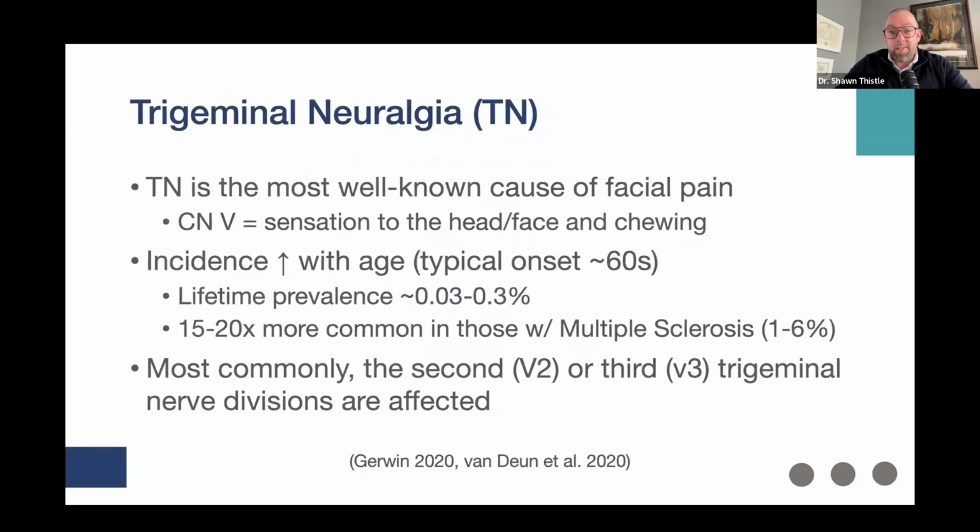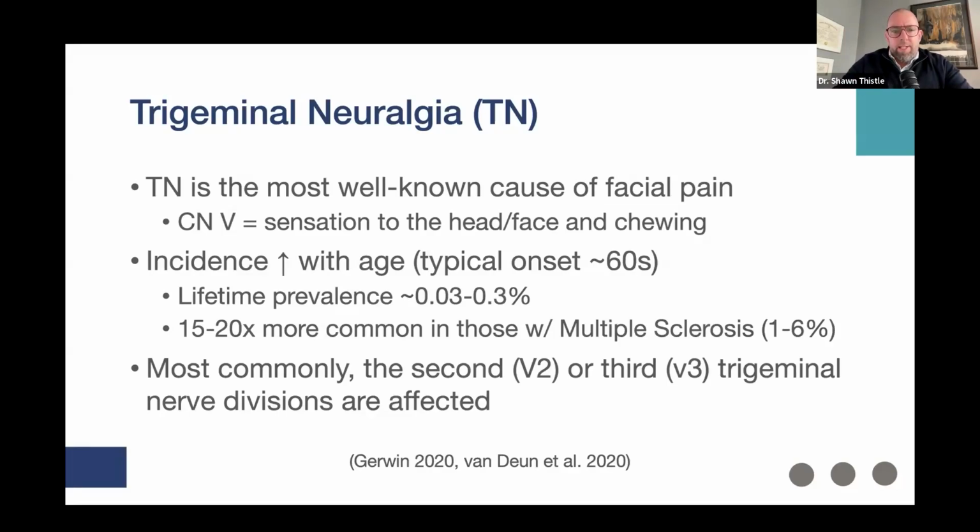This is the one that, if you're going to see it in your practice, I think might wander into your office, or you may have a patient you've been seeing for years who develops this. It's trigeminal neuralgia, and it's the most well-known cause of facial pain. It involves cranial nerve 5, and we'll go over that briefly in a moment. It generally provides sensation to the head and face via the 3 branches, and I'll show you those in a moment just for review. And it also innervates the muscles of mastication for chewing.